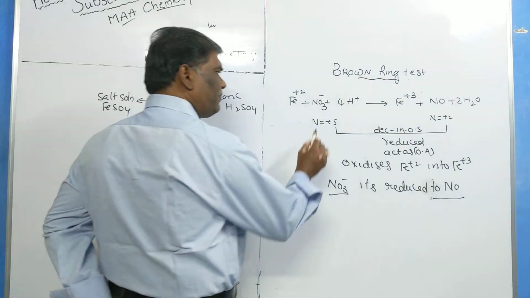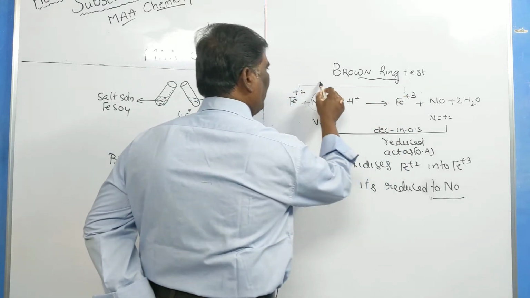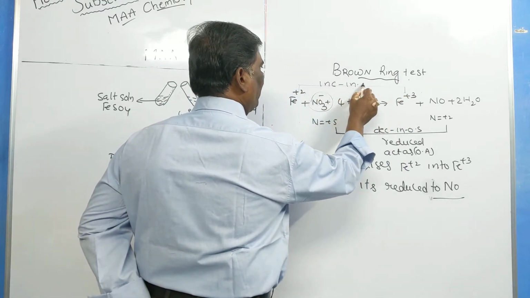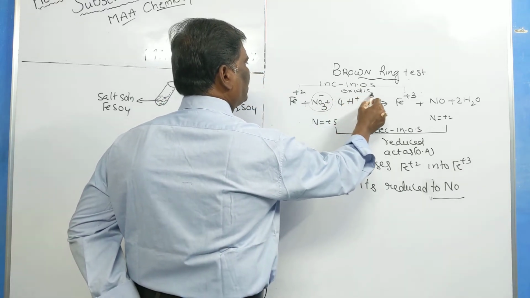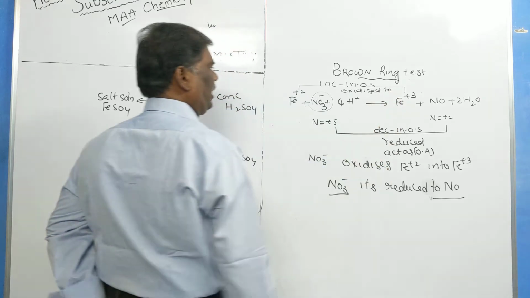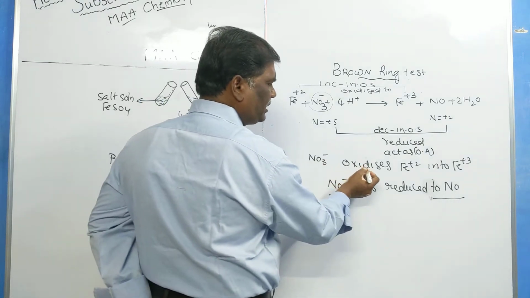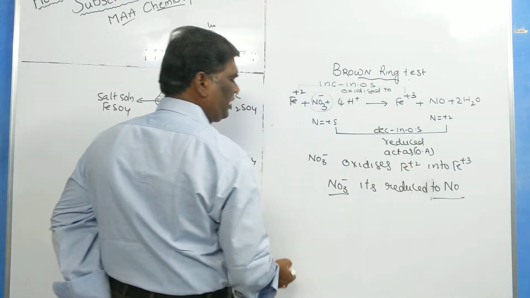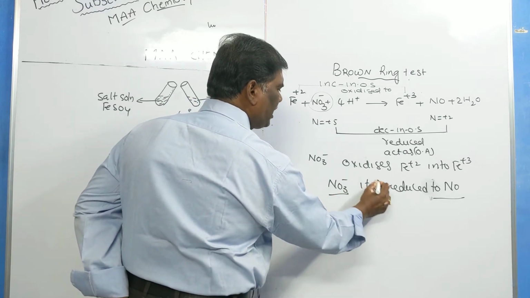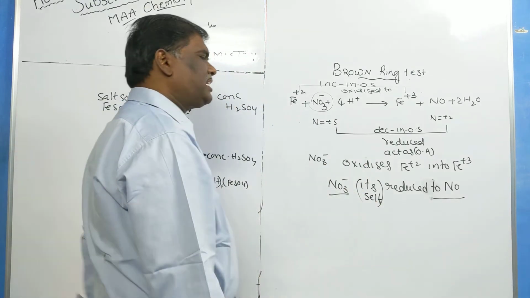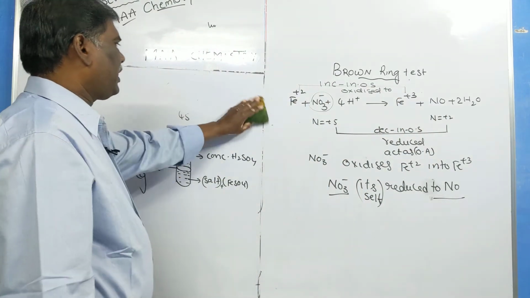I am explaining again. Nitrate oxidizes ferrous into ferric. An increase in oxidation state is called oxidation, so ferrous is oxidized to ferric, and nitrate itself undergoes reduction. So NO3⁻ oxidizes ferrous into ferric, whereas NO3⁻ itself is reduced to NO.